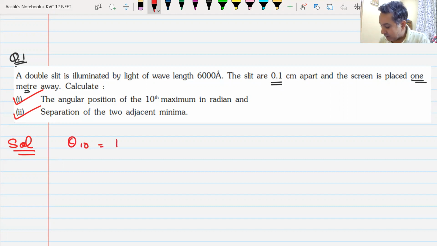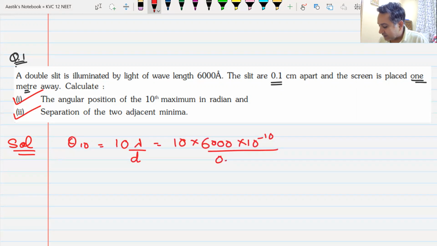You take 10 and you multiply it by lambda by small d. Yes or no? Yes, sir. That is what you do. 10 multiplied by lambda is 6000 into 10 raised to the power minus 10, divided by the distance between the slits, which is 0.1 centimeter. You convert it into meters and you get the answer.